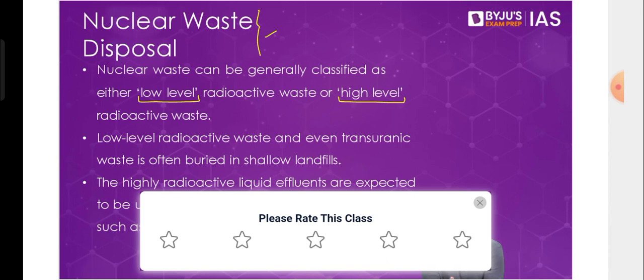implications for the environment as well. So that's why in case of high level waste, extra precaution is taken to get rid of that waste. For example, it would be solidified into a leach resistant form such as a borosilicate glass, and this process is called vitrification.